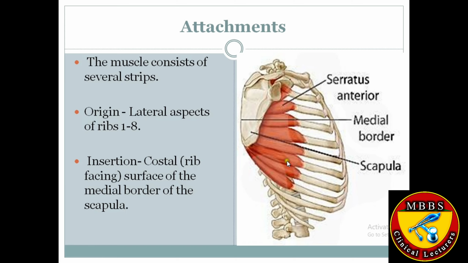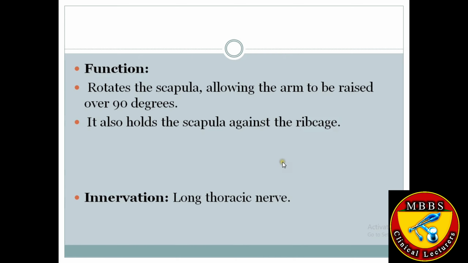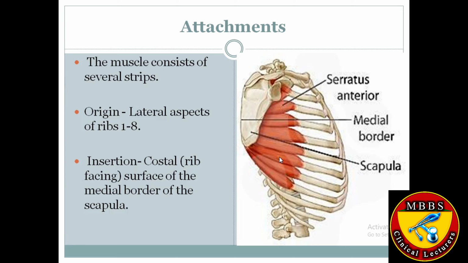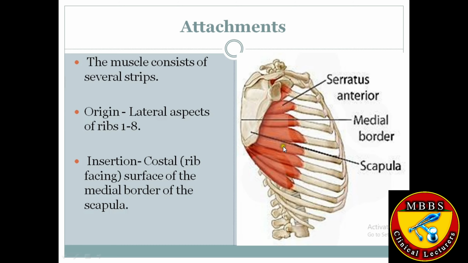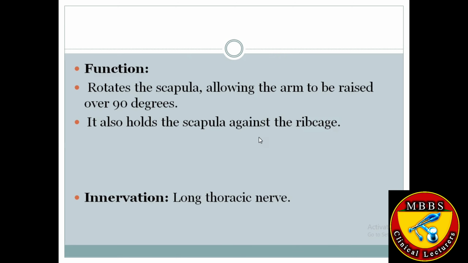The muscle consists of several strips. It originates from the lateral aspects of the first to eighth ribs and it gets inserted into the costal surface of the medial border of the scapula. Costal surface means the surface which is facing towards the rib. So the serratus anterior muscle, which originates from the lateral aspect of the ribs, gets inserted into the costal surface of the medial border of the scapula.